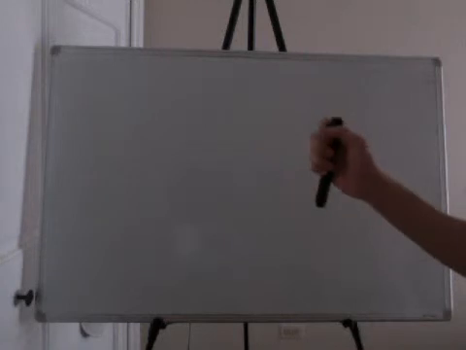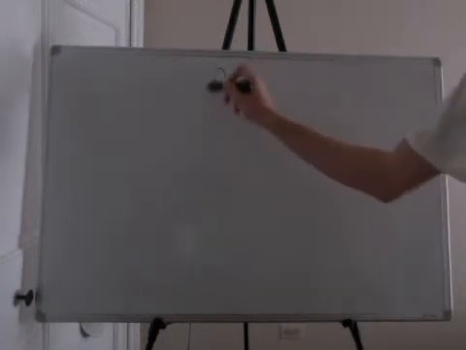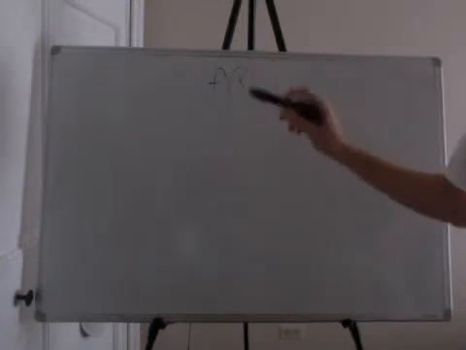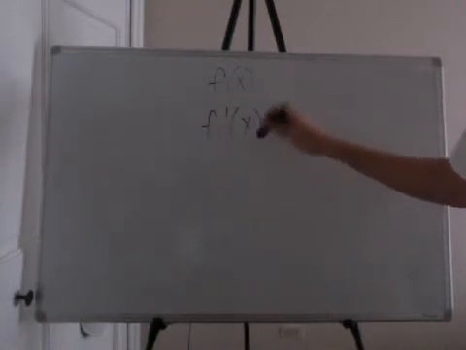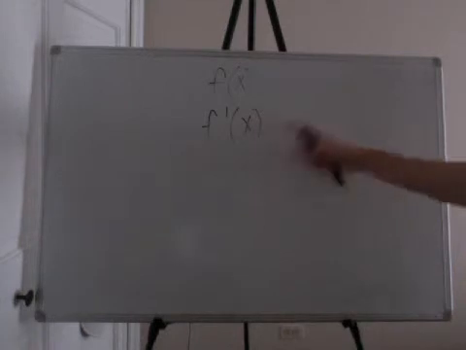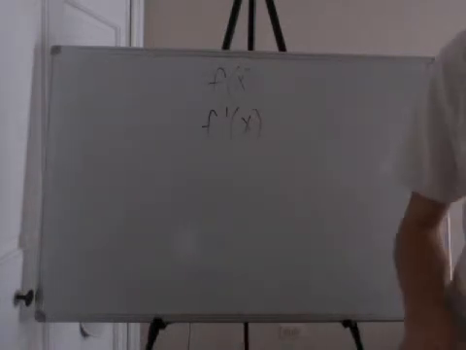So if you had the function f of x, the derivative of that would be f prime of x. The antiderivative of f prime of x is f of x. You're taking a step back. So knowing the graph of the slopes, you can figure out what the original graph is.